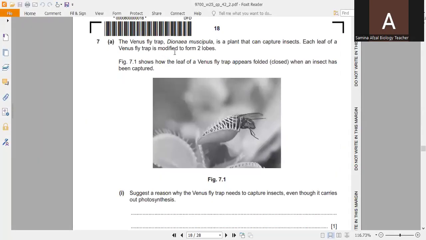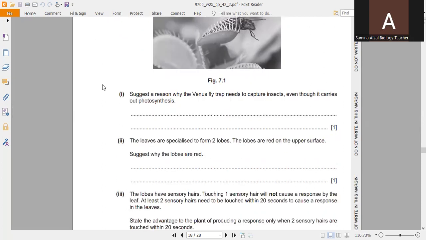The Venus flytrap, Dionaea muscipula, is a plant that can capture insects. Each leaf of a Venus flytrap is modified into two lobes. Figure 7.1 shows how the leaf of a Venus flytrap appears folded when an insect has been captured. You can see figure 7.1. Now the question is: suggest a reason why the Venus flytrap needs to capture insects even though it carries out photosynthesis.